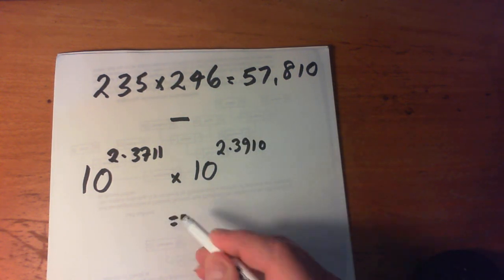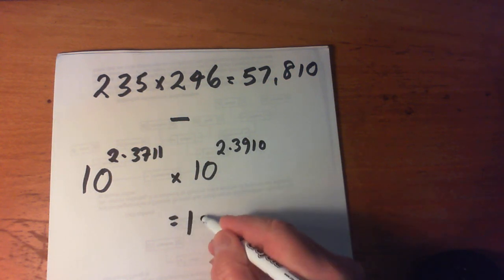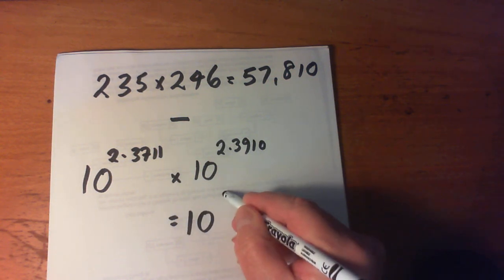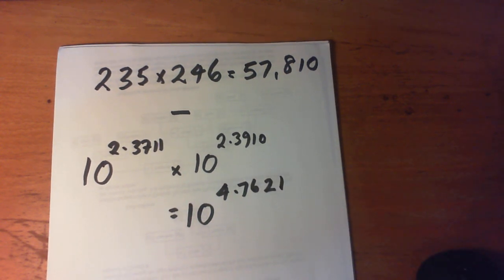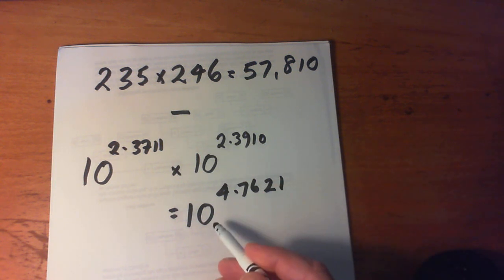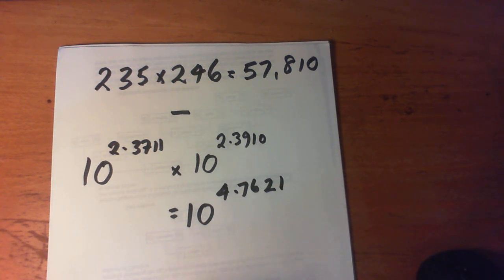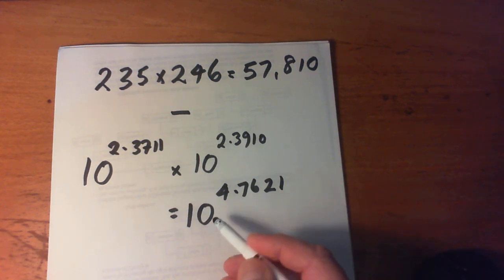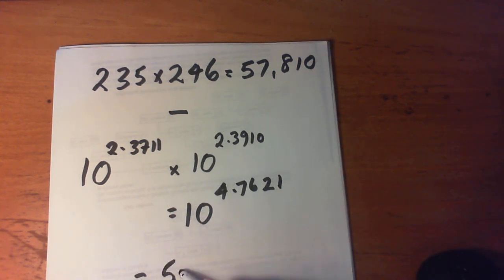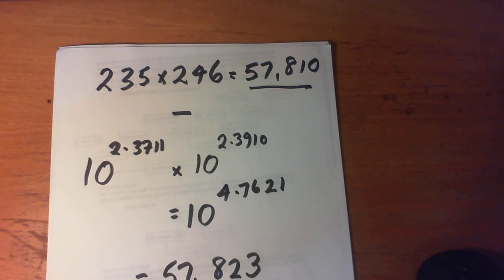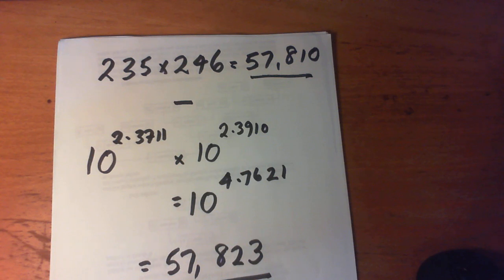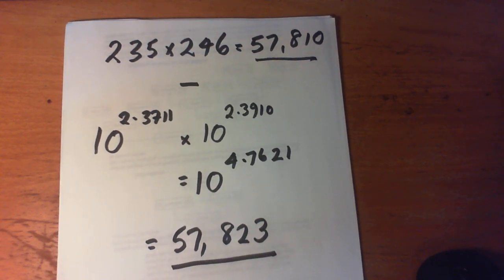So if I use the rule that I've just said, that'd be 10 to the power 4.7621. If I take that and convert it back to a real number, that will equal 57823, I believe. So it's slightly in error. Basically, that's due to the approximations in the indices and so on. So it's slightly in error, but you can see the basic principle behind it.